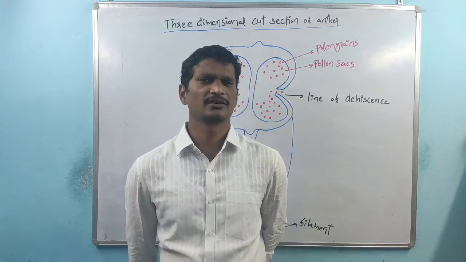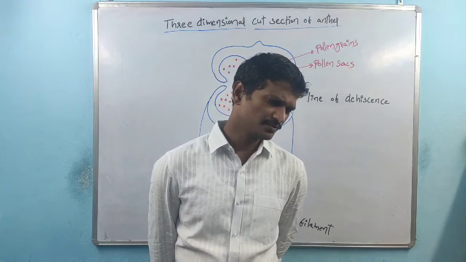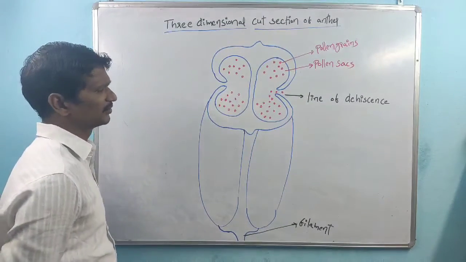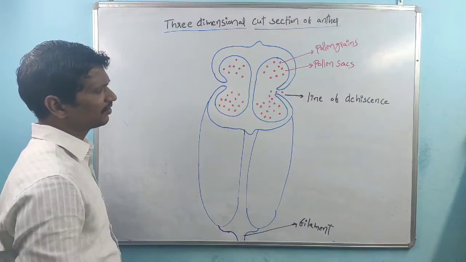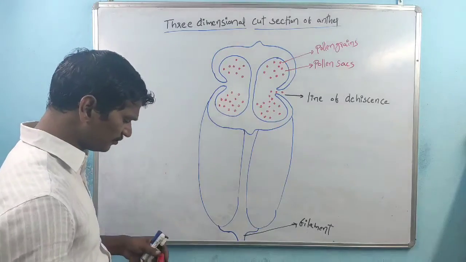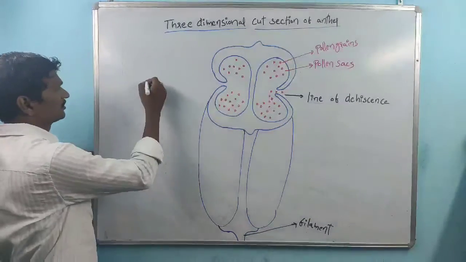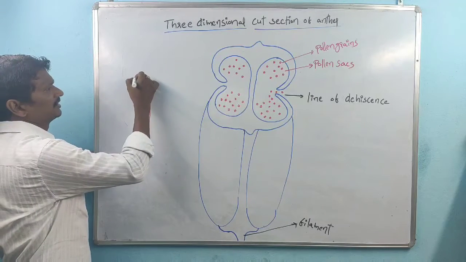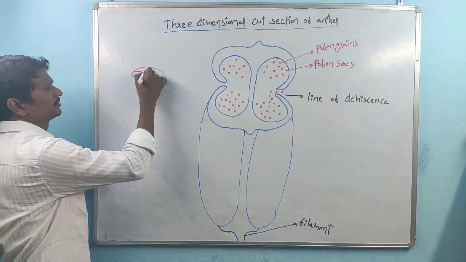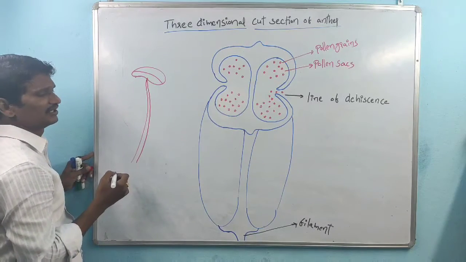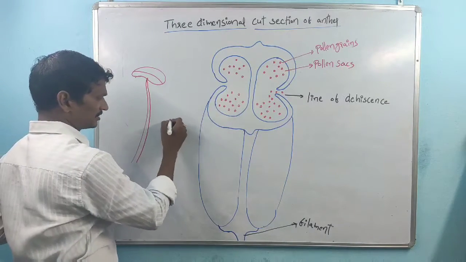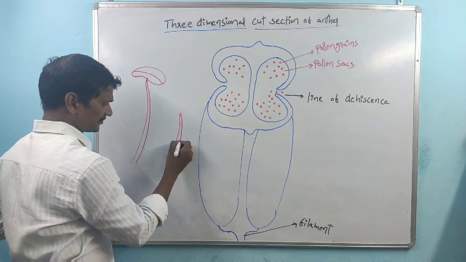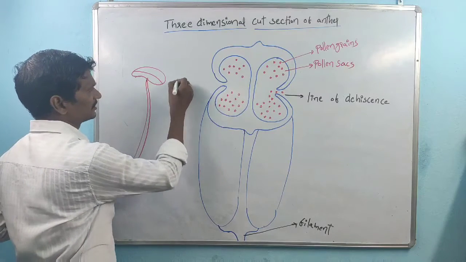the cross section of the anther. And in this class, we are discussing the three-dimensional cut of the anther. See, this is one of the anther structures. In certain cases, the anthers are attached like this. This is one type of anther.